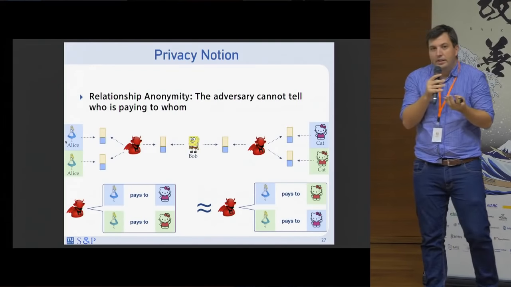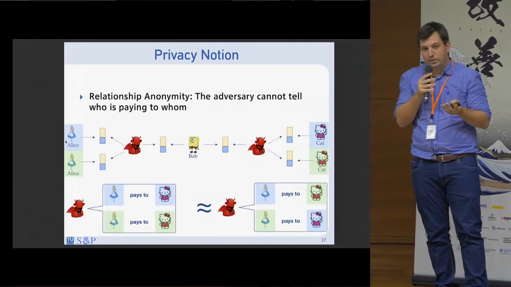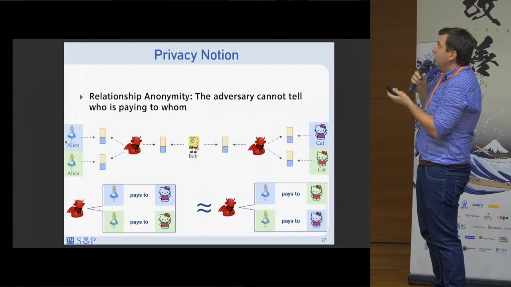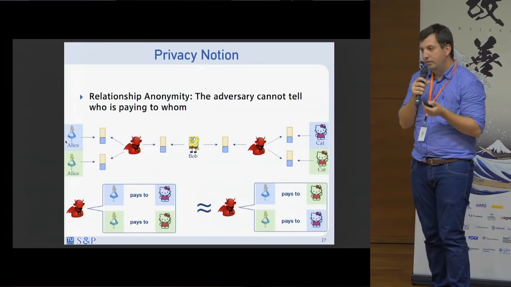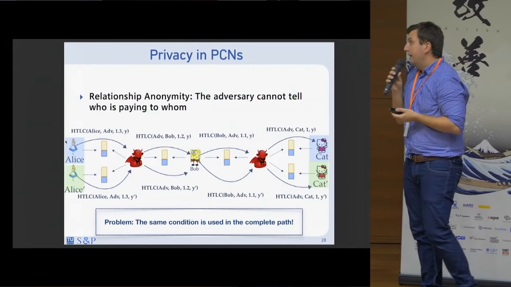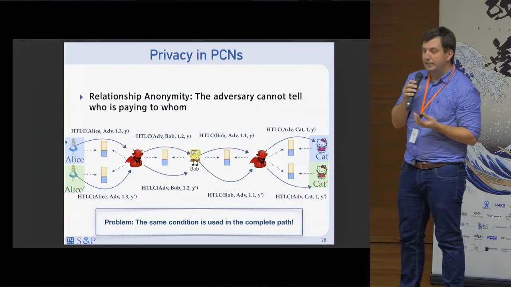So the only thing that he can do is actually guess who is paying to whom, which, by the way, he can always do. So then, when we have our privacy notion, we studied whether the current PCNs, so the current payment channel networks, achieve this notion. And the answer, unfortunately, is no, and the reason is basically the same as before.